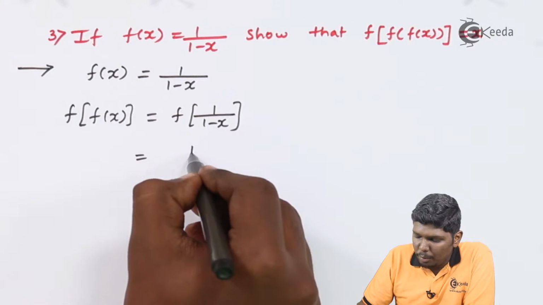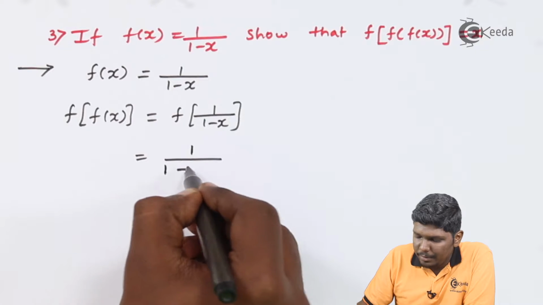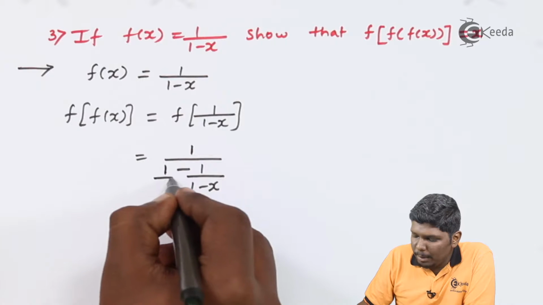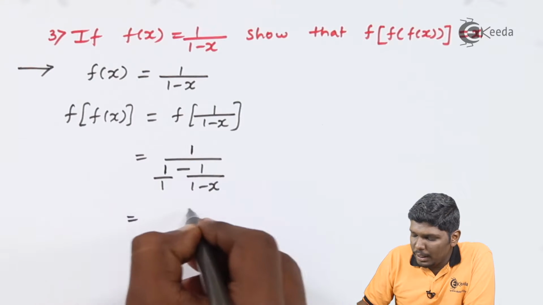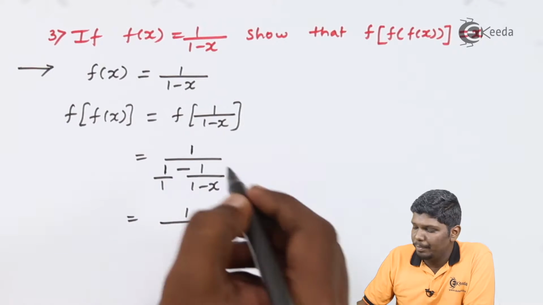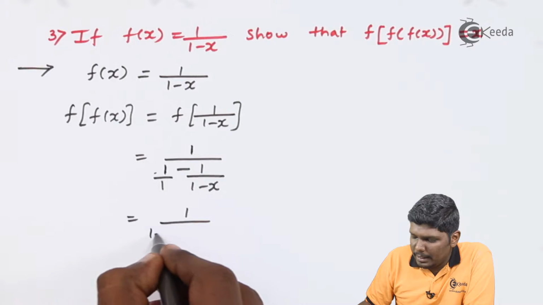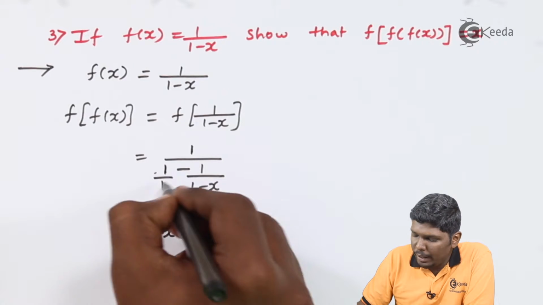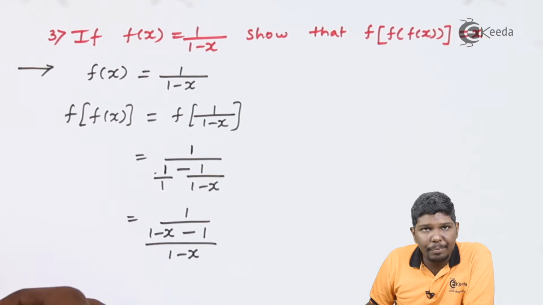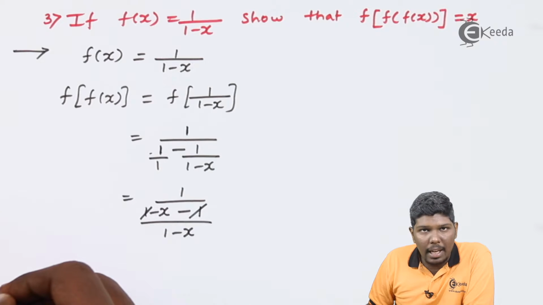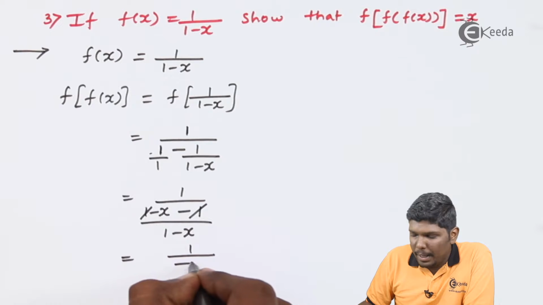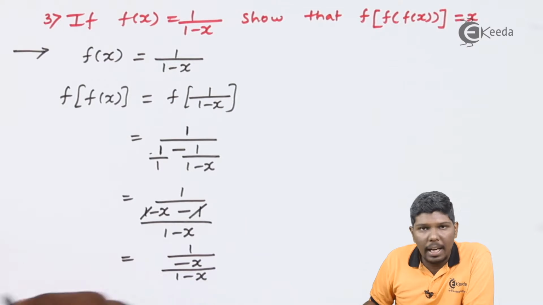So we have f(f(x)) here: 1 as it is, again 1 minus x will be 1 upon 1 minus x. The procedure remains the same. We have a denominator 1. We'll solve this fraction by cross multiplying the numerator, and for the denominator we'll take their products. So here we'll get 1 into 1 minus x, that is 1 minus x, minus 1 into 1 will be 1 itself, upon 1 into 1 minus x is 1 minus x. Here 1 and minus 1 will be cancelled. We'll get 1 upon minus x upon 1 minus x.